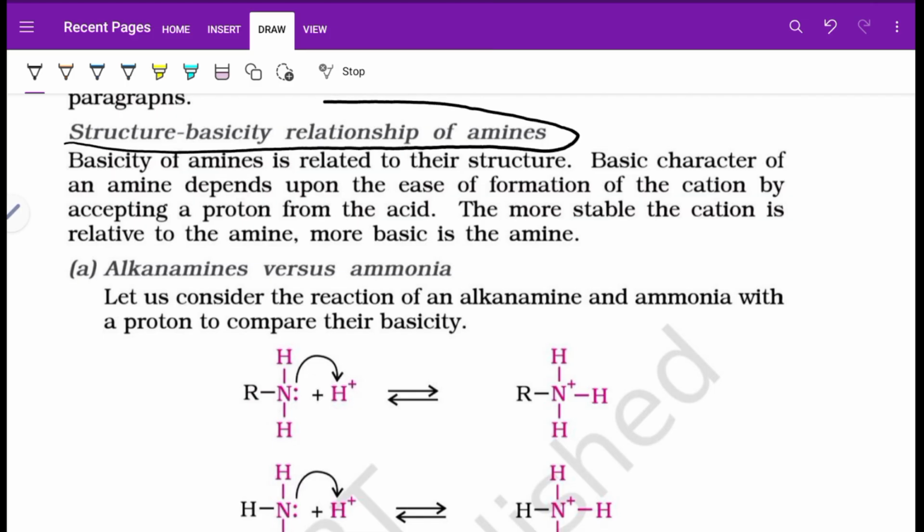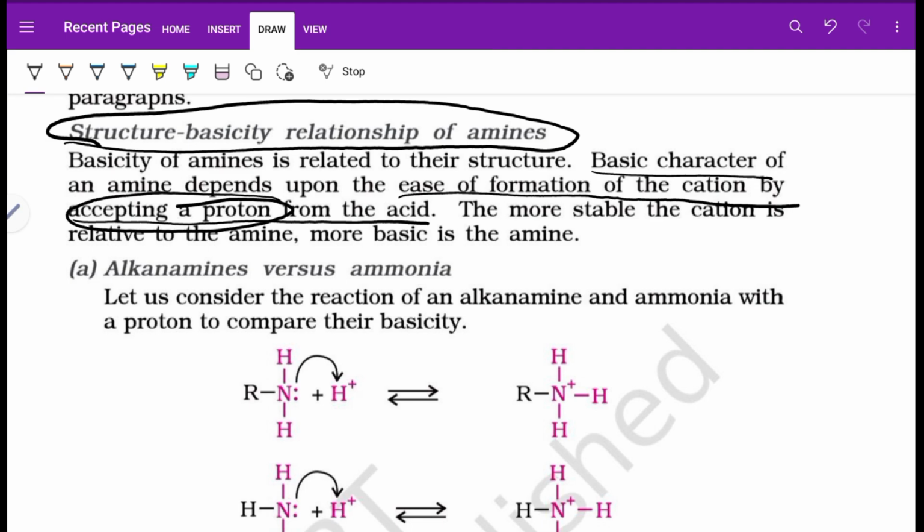Structure-based relationship of amines, that is, based on the structure, how the basicity of amines changes. It depends on the basic character of these amines, which actually depends on the ease of formation of the cation by accepting the proton from the acid. So I can say the ease of accepting a proton. Based on that, the basicity of an amine will be judged, or rather I can say the stability of the cation.